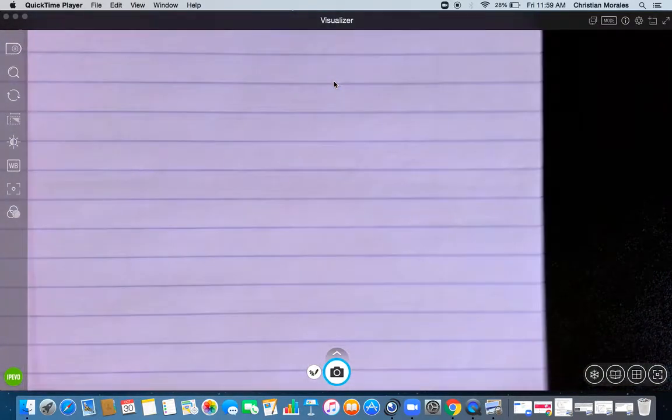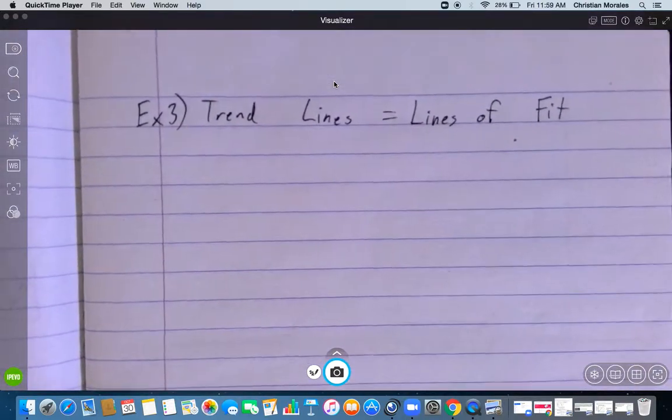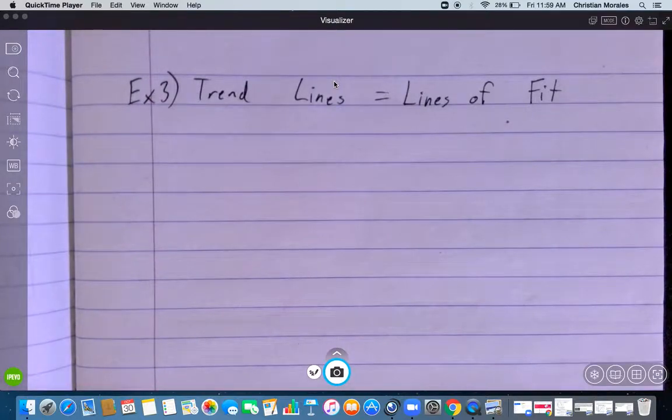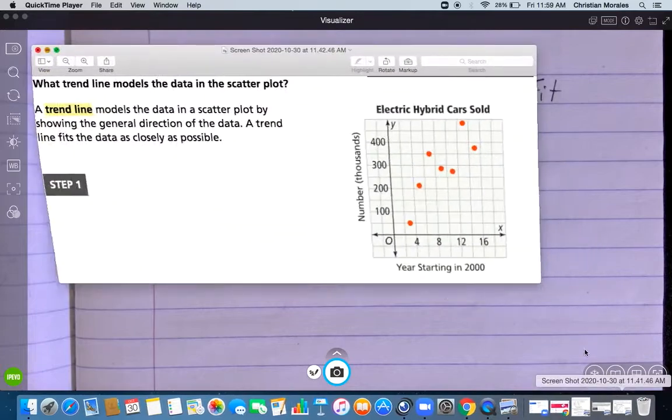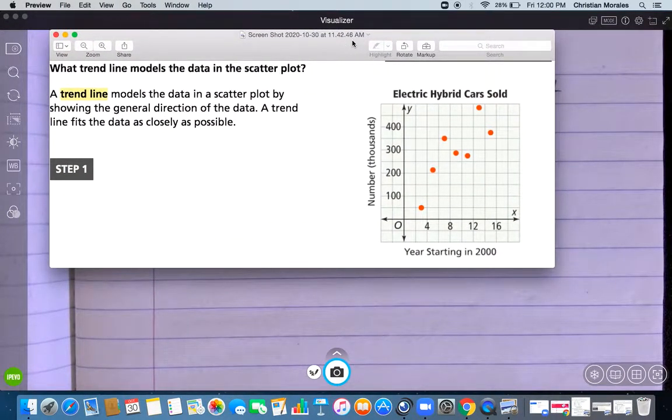Now, trend lines or lines of fit. I'm used to saying lines of fit, but in this book we use the word trend lines. So let's talk about this example for a second. Right here, they want a trend line that is in this scatter plot.